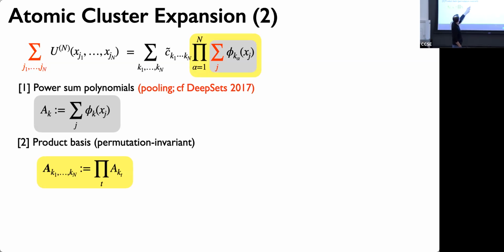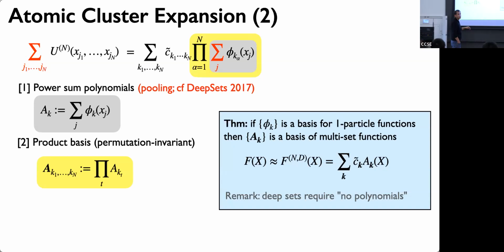The next operation is what I put in yellow. We call this the product basis. We sometimes call this N correlations. We have many different names for that. And what these objects are, they are now really a complete basis of permutation invariant functions. So the precise statement is that if the one particle basis is actually a basis for one particle functions, right? If you put a dumb basis in there, then of course nothing's going to work. But then this product basis will be a basis of multiset functions, in the sense that any smooth multiset function you can approximate with arbitrary accuracy as you let the correlation order n go to infinity and the polynomial degree.